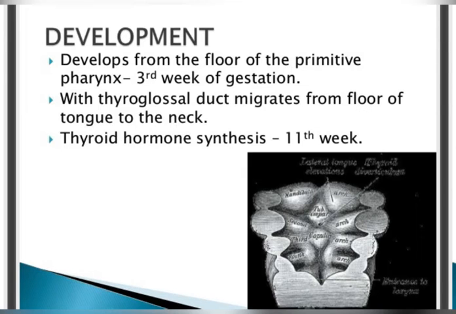So let me tell you about development. It develops from the floor of the primitive pharynx at the third week of gestation. With the thyroglossal duct, it migrates from the floor of the tongue to the neck. Thyroid hormone synthesis occurs in the 11th week.